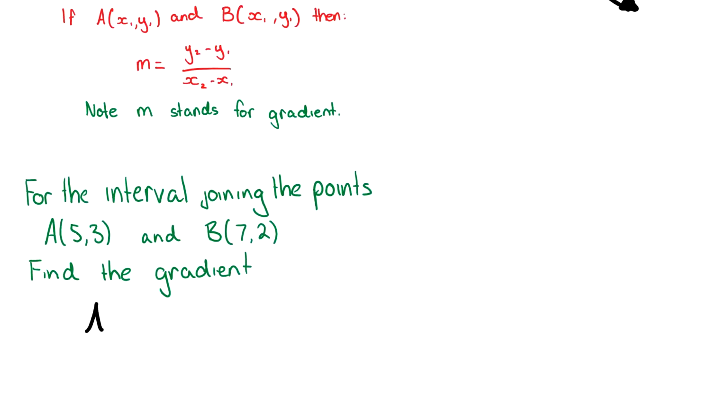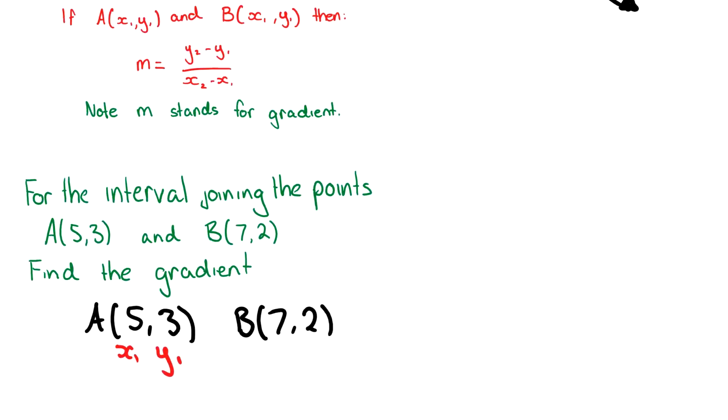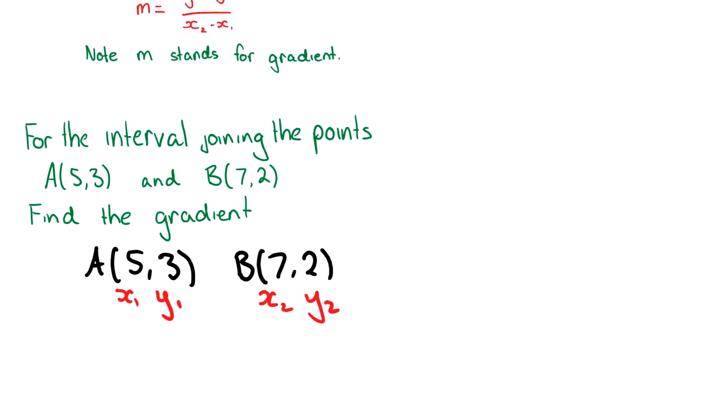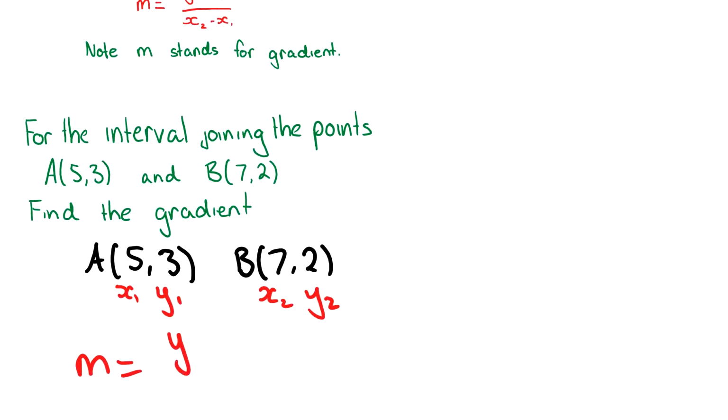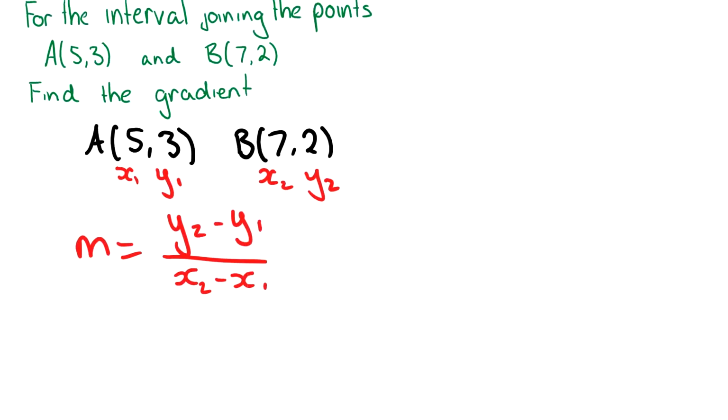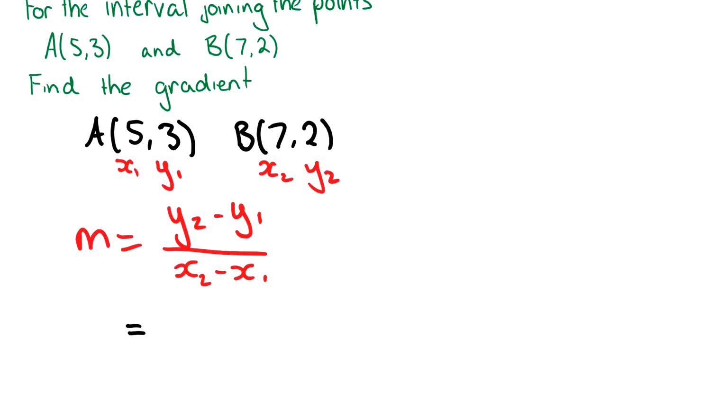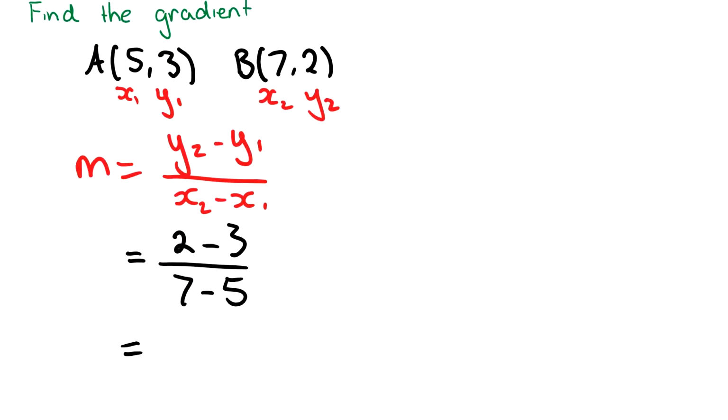So here, as always, write down your values, your coordinates, and label them. By now you should know x1, y1, x2, y2. We want to write down our formula. So m equals y2 minus y1 over x2 minus x1. We substitute our values. So y2 was 2, take away my y1, so 3, over 7 take away 5. And that comes out as -1/2, which means we're going in a downwards direction. So the line would be coming down the page like that.